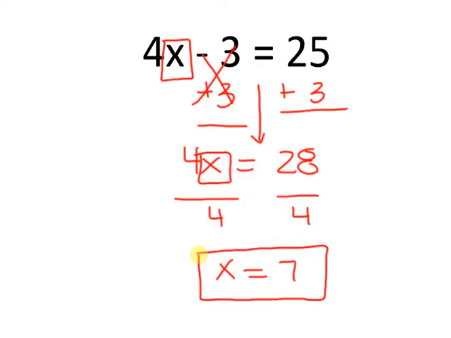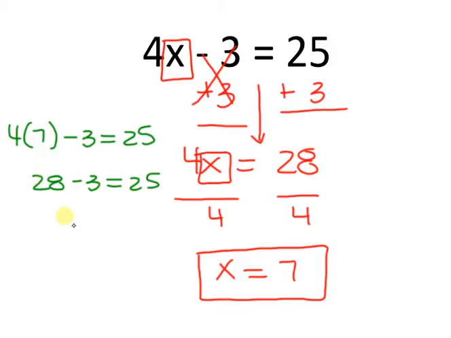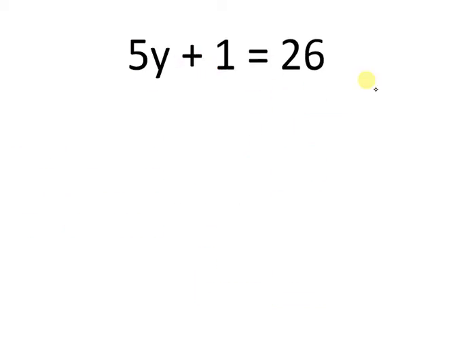And I should always check my answer because there's really no reason not to. So 4 parentheses 7 minus 3 equals 25. So 4 times 7 is 28, minus 3 equals 25. 28 minus 3 is 25 equals 25, and that works out perfect. All right, so again, 5y plus 1 equals 26. I'm going to go ahead and box my variable. I have a plus 1, so I'm going to do minus 1, minus 1.